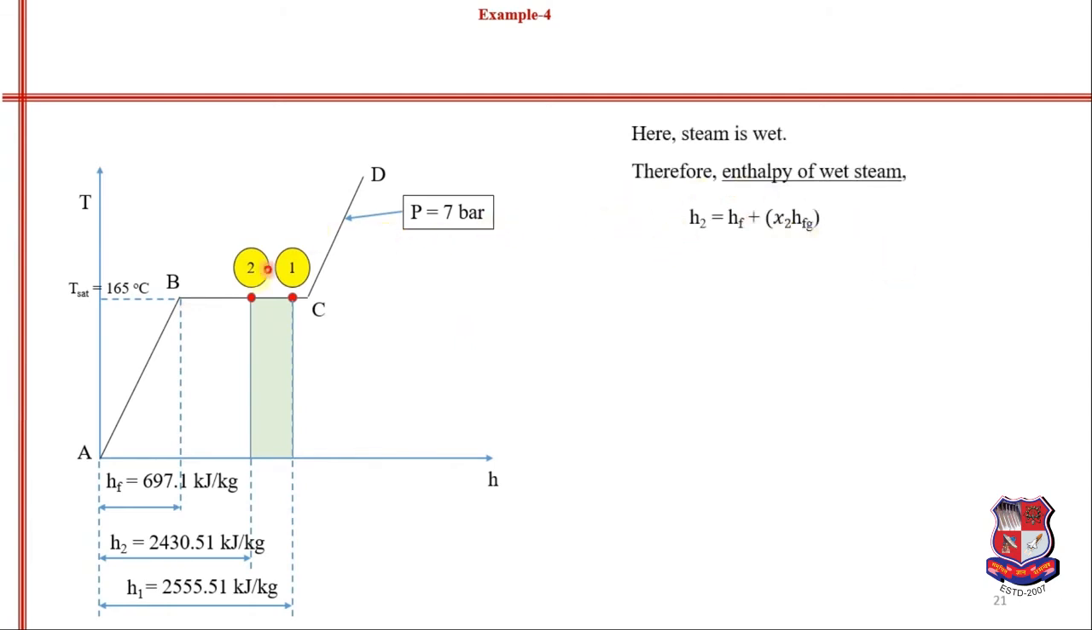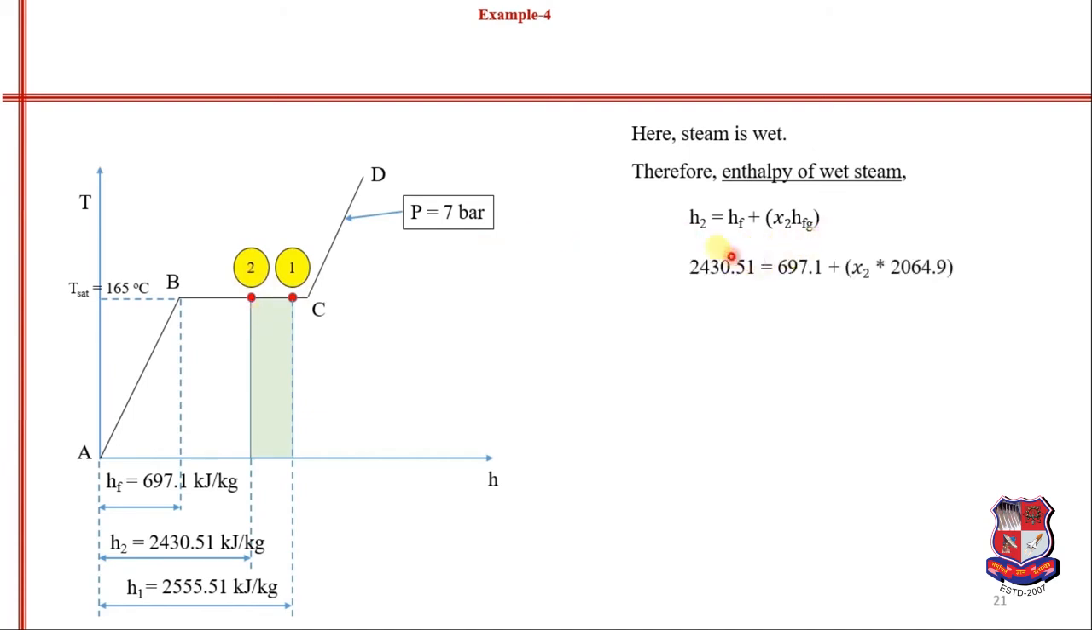So let's find out enthalpy of point 2. We already know the answer that enthalpy of point 2 is 2430.51, and now we want to find the dryness fraction corresponding to point number 2. So we are using this equation, H2 is equal to HF plus X2 HFG.